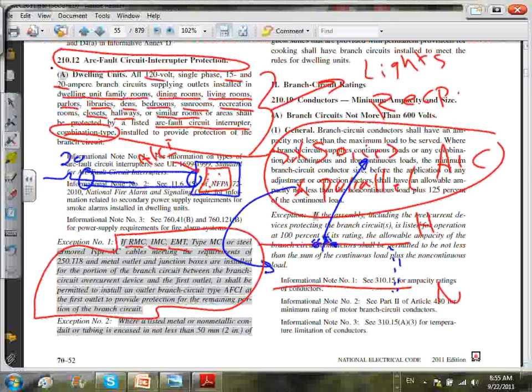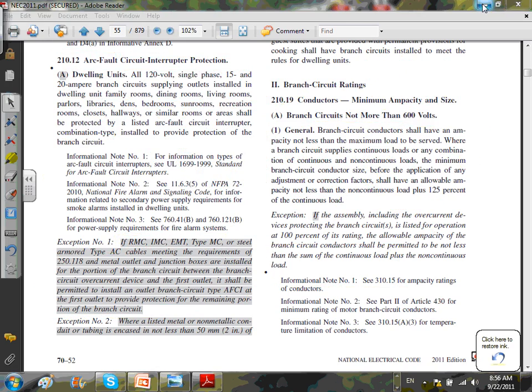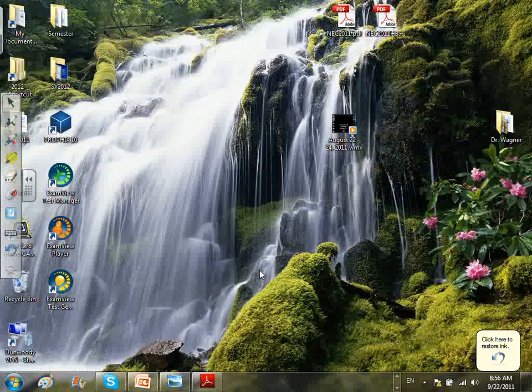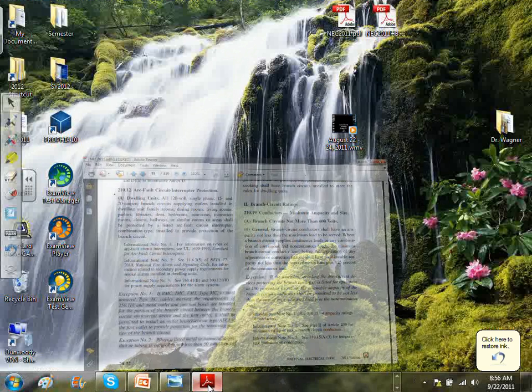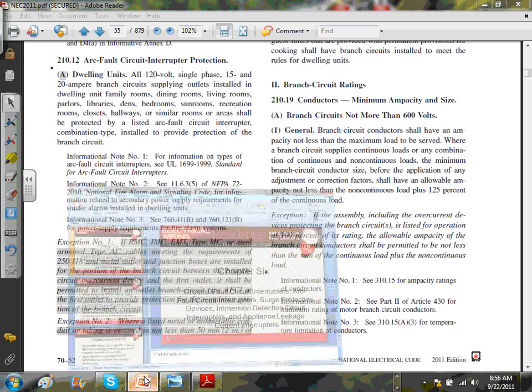Any questions, guys, about the requirement for arc fault circuit interrupter? I want you guys to highlight these locations before we quickly get into a few other things I would like to highlight.